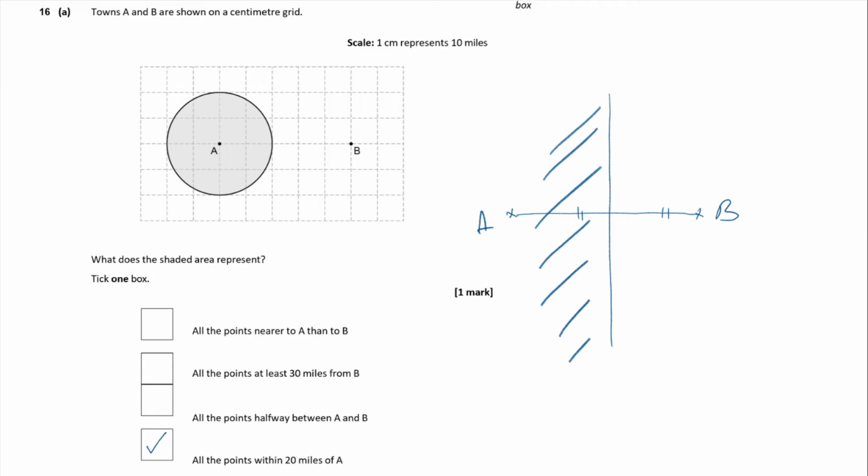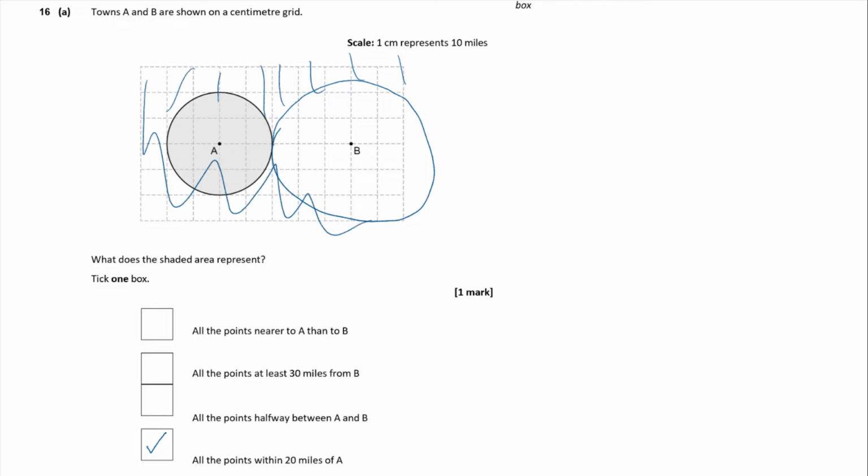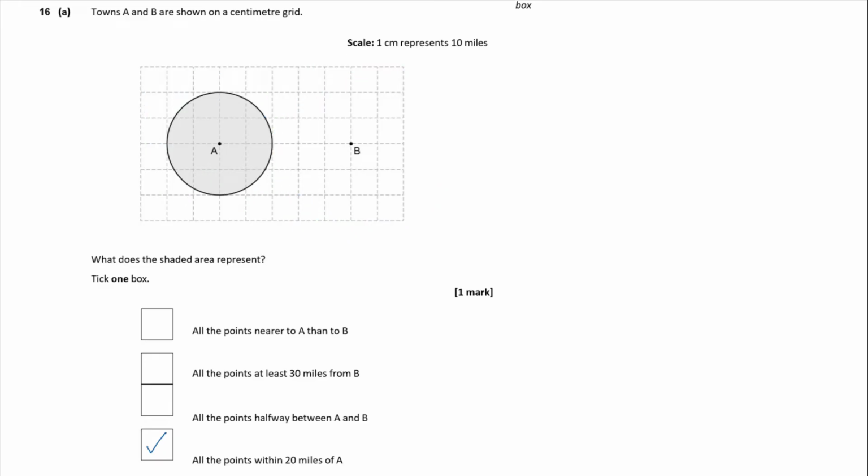The second one, all the points at least 30 miles from B. That would be a circle centered on B. So if I was to draw a circle centered on B, radius 3, because it was 30 miles, like a circle like that, then everything outside the circle would be what I was looking for in that second option. It's definitely not that, is it? The third option, all the points halfway between A and B. Again, that would be the perpendicular bisector. It would be that line there that cut this line exactly in half that I talked about earlier, but this time it would just be the points on the line. Okay, it's none of those.